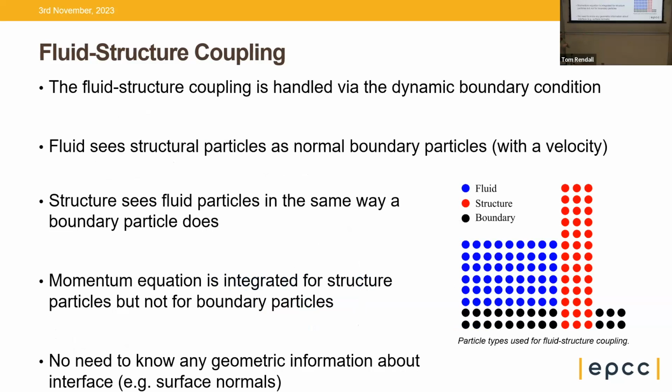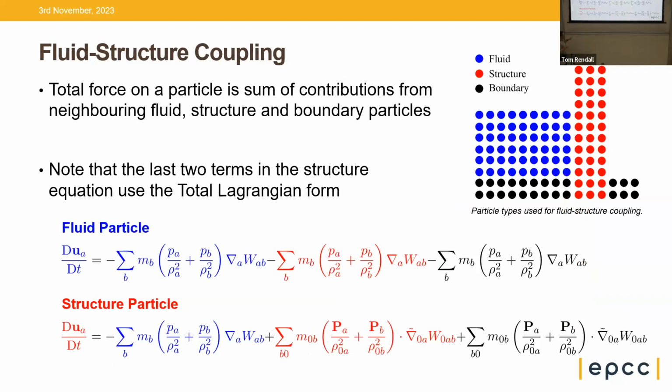For the fluid, they see these structure particles just like a normal boundary particle, except now it has a velocity. And then going the other way, the structure sees the fluid particles just like a dynamic boundary particle would see the fluid too. The only difference now is we do integrate the momentum equation for the structure particles. Like I said, it's quite a basic boundary condition. It's not the most accurate, but it's easy to implement, it's efficient, and it doesn't require any geometric information about the boundary as well. So it works quite generally.